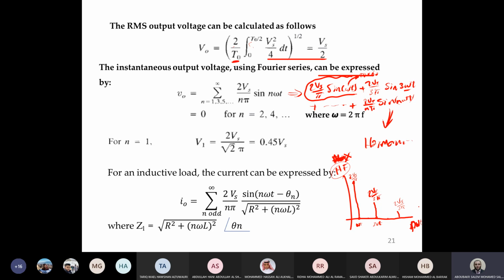For that, in most of the spectrum you will find this is 1, or we can call it 100%, and all others will be per unit of the fundamental value. Okay, so this is called the harmonic spectrum, and you will find it a lot in any analysis for waveforms.